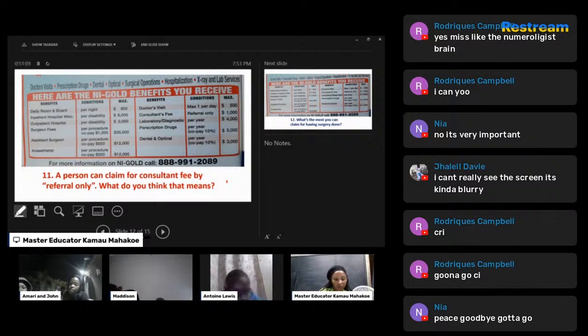All right. So those who did not understand the referral only, that's what it means. You must have a referral letter from your family doctor sending you to the consultant, and then you can get refunded for your consultant fee.